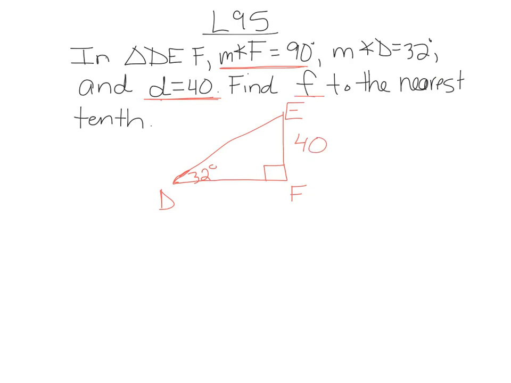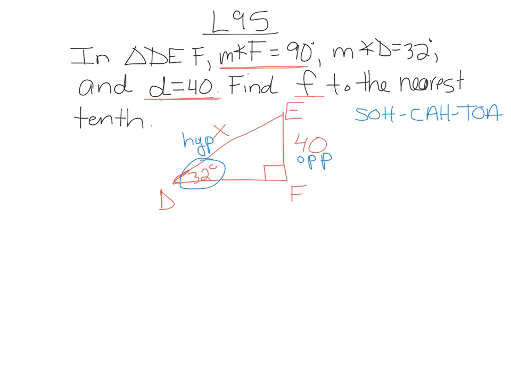Then it asked me to find F. So F is the side across from angle F. We use lowercase letters for sides, uppercase letters for angles. So once I get to here, if I have a right triangle, and only if I have a right triangle, I can use SOHCAHTOA to solve for parts of this triangle. So looking here, I have my angle. So this is the opposite side, and this is the hypotenuse.